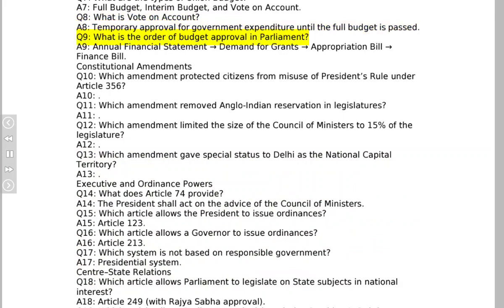Q9. What is the order of budget approval in parliament? A9. Annual financial statement, right pointing arrow, demand for grants, right pointing arrow, appropriation bill, right pointing arrow, finance bill.